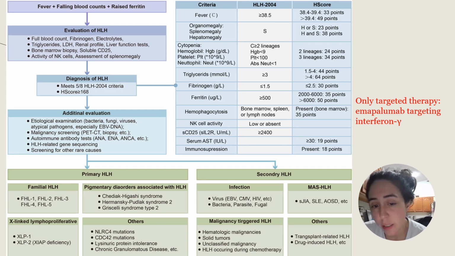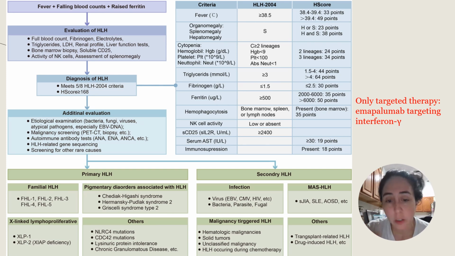But secondary is the one that we're more concerned with in hematology oncology, because this one can be produced by bacteria, parasites, and can seem very similar to a neutropenic fever or a patient with a liver malignancy. So very interesting, very important to keep thinking that it could be the chemotherapy, but it could also be HLH.